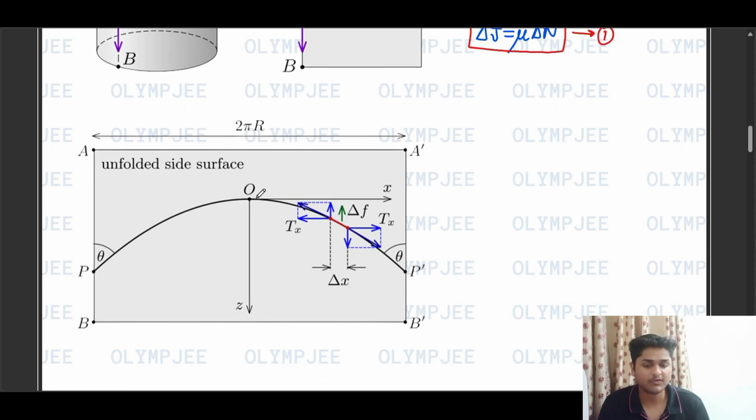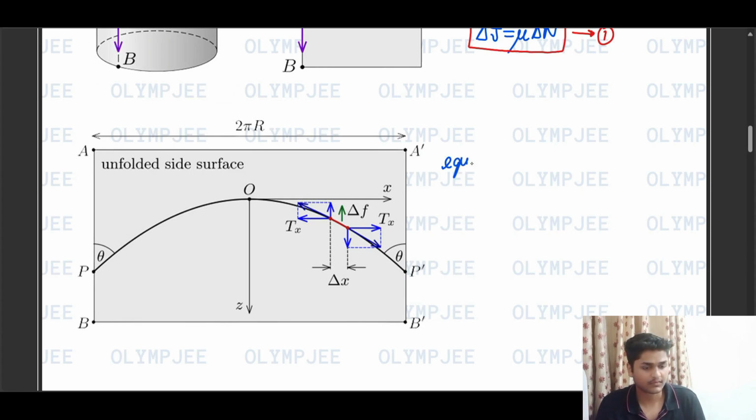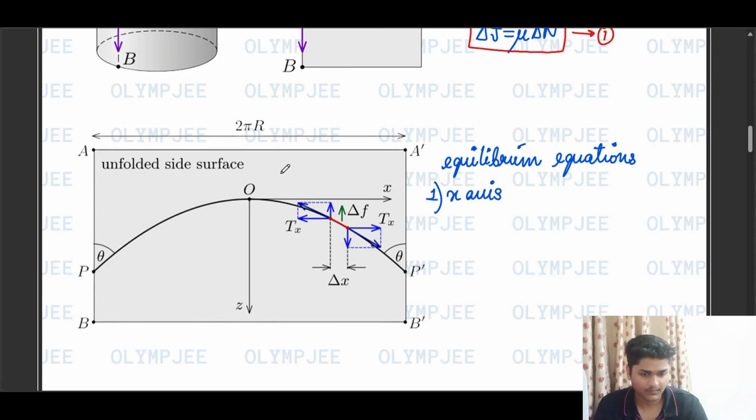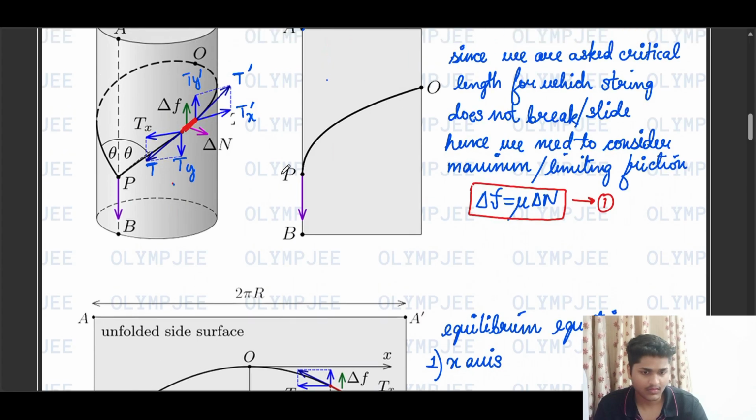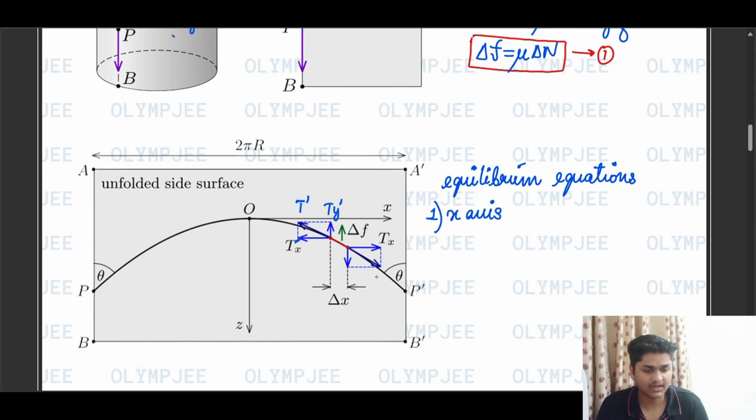Now, since this thread is not moving, it means that the thread is in equilibrium. So we will write the equilibrium equation in different directions. So first we will write in the x-axis. This I had assumed as T dash, so this will be Tx dash and this will be Ty dash. And this I had assumed as T, so this will be Tx and this will be Ty. So now we can see that in the x direction only Tx and Tx dash are acting. So this means that Tx minus Tx dash must be equal to 0, which gives us Tx is equal to Tx dash.